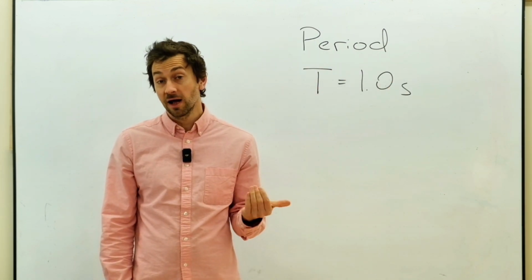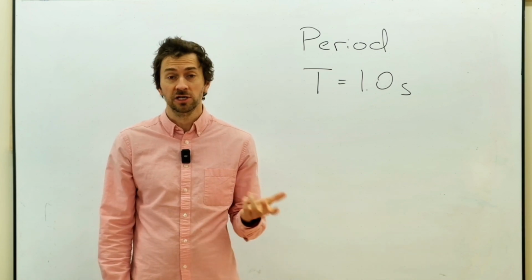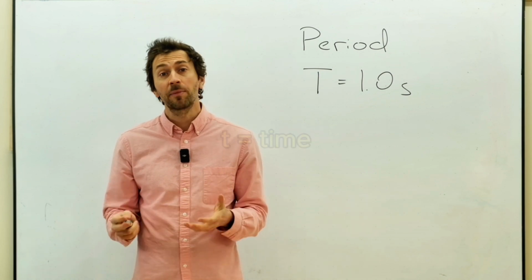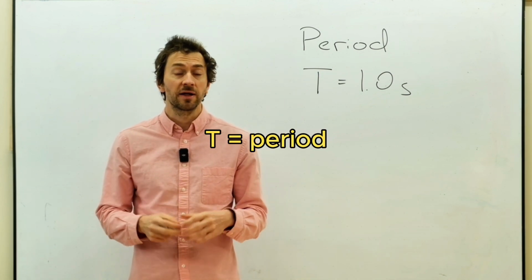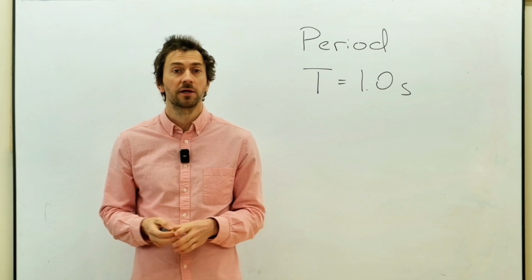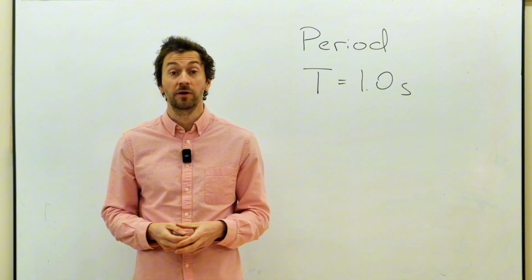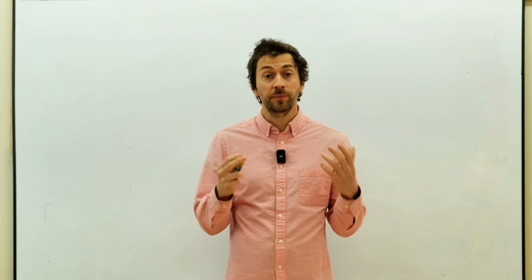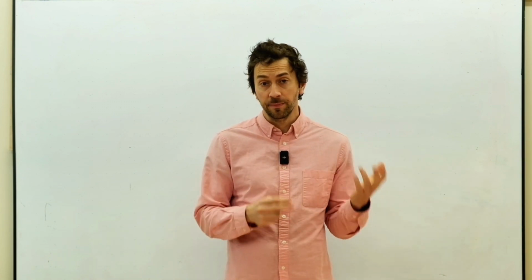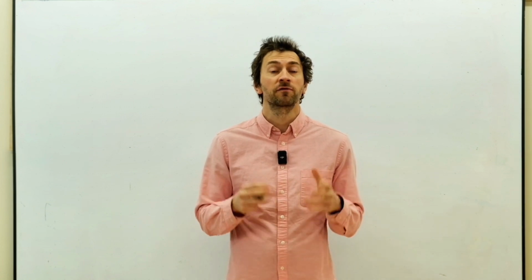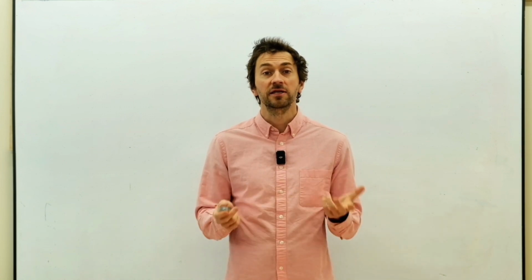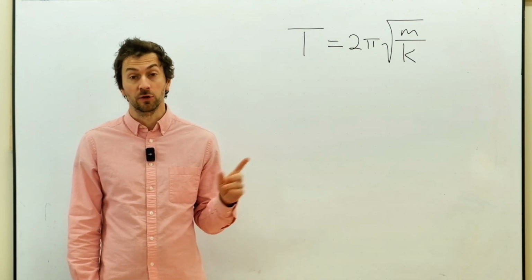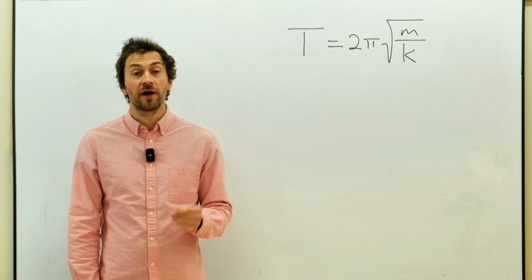Because period is a time, it's measured with the units seconds, just like normal time. We distinguish between little t for regular time and capital T when we're talking specifically about something that is oscillating with a period. So capital T is the time of a period of an oscillator. It turns out that there's a formula for the period of both a spring and a pendulum. We're going to look at the formula for the period of a spring in this video. There it is. The period equals 2 pi square root of m divided by k.